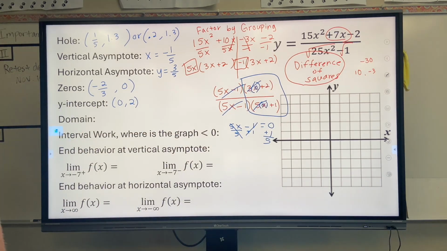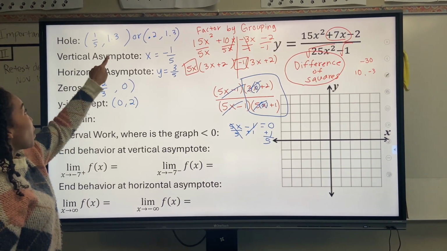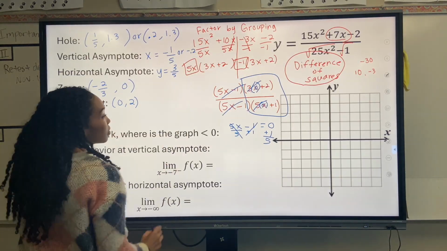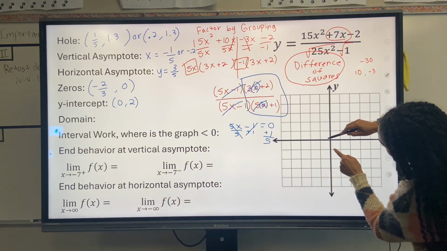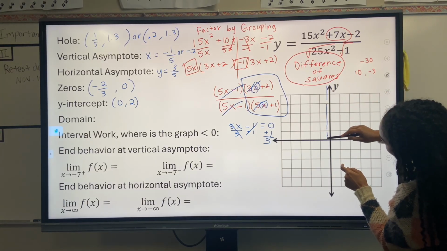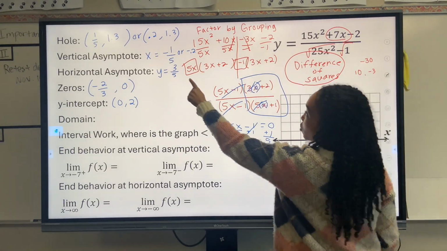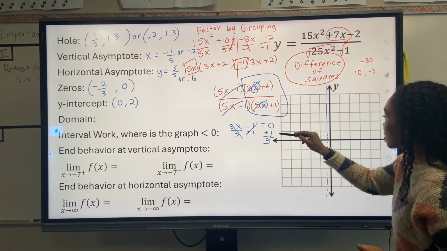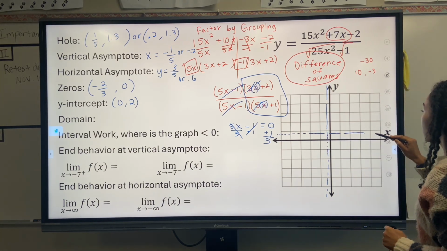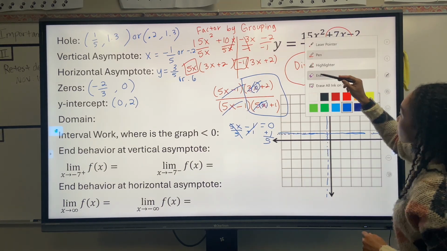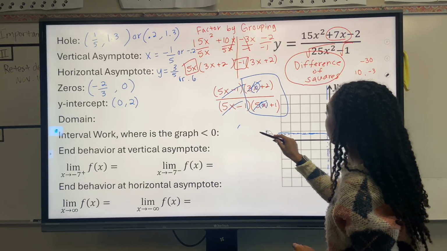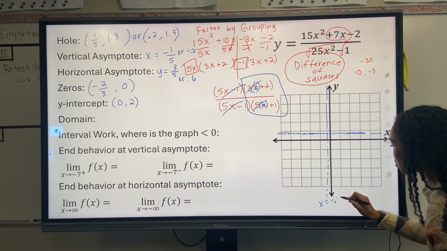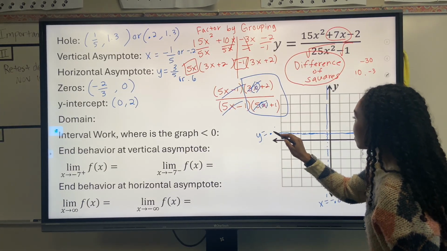All right, so let's go ahead and graph what we have. Your vertical asymptote is at negative 1/5. You can also think of this as negative 0.2. So that's really small, close to 0. I'll say it's right here. So this is your vertical asymptote. Your horizontal asymptote is at 3/5 or 0.6. So 0.6, I'll just estimate it to be here. Okay, and I'll label it. This one was at x equals negative 0.2, and this one's at y equals 0.6.